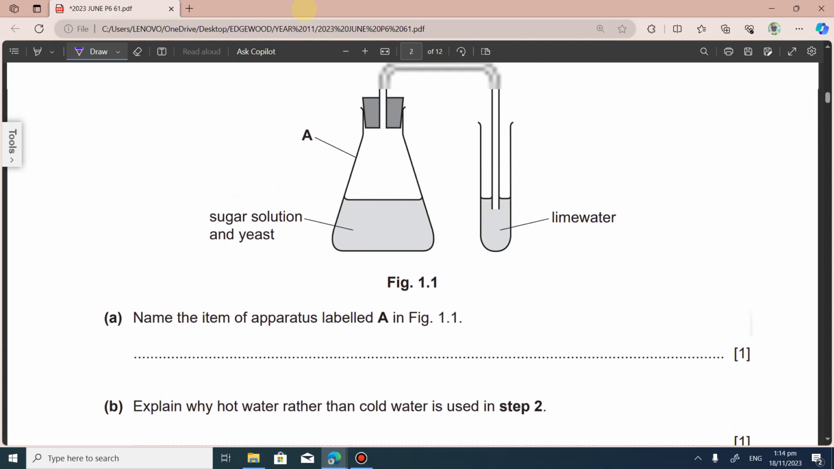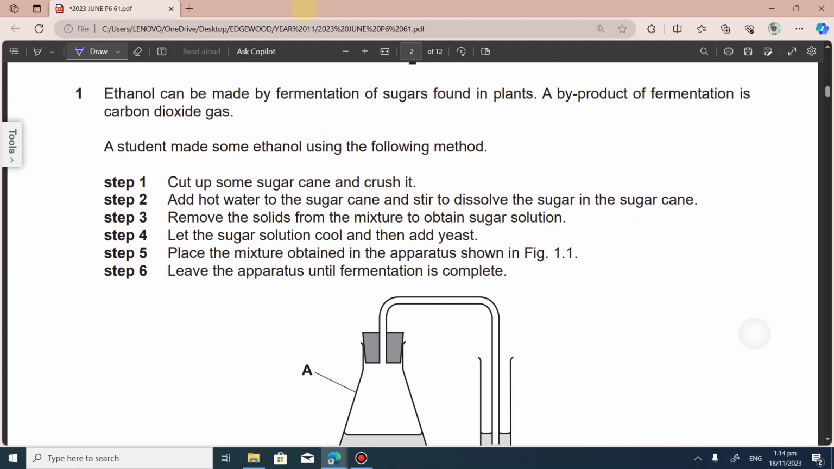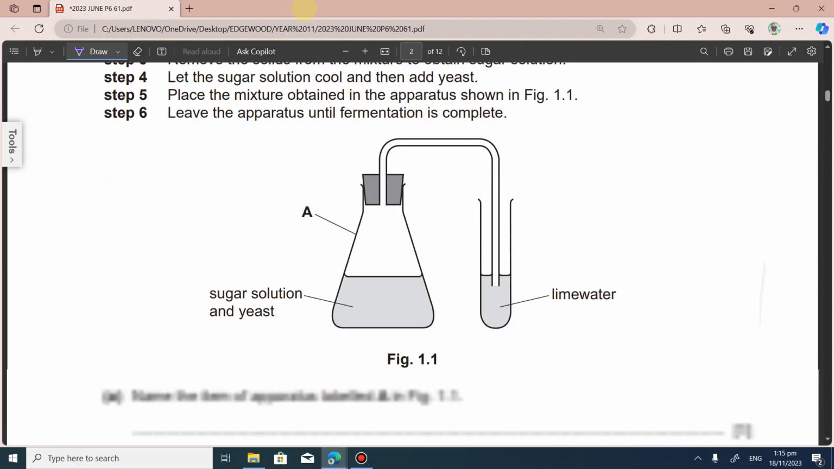So let's begin to give answers to this. The first question talks about the process of fermentation of sugar found in plants, and the byproduct of the fermentation is carbon dioxide gas. The steps are listed, which we're going to use in answering the questions that follow. So let's begin with the first question.